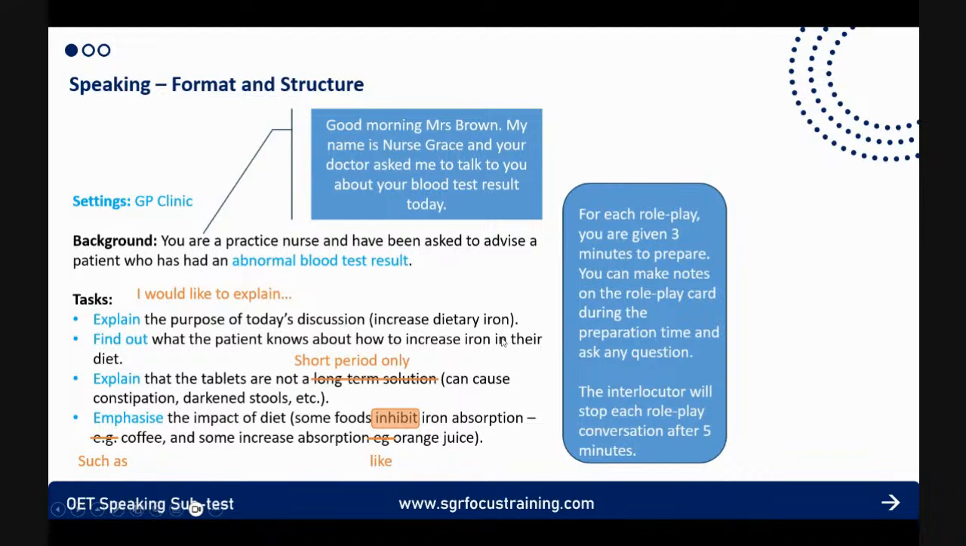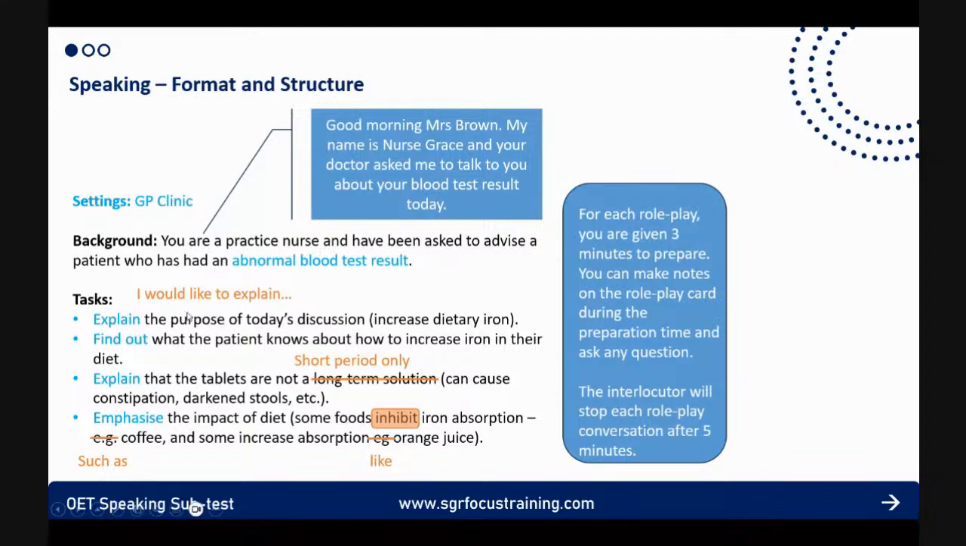The other important thing that you can do during your 3 minutes is to remember that you are allowed to ask the interlocutor questions. Okay, questions that can help you during your 5 minutes of role play.